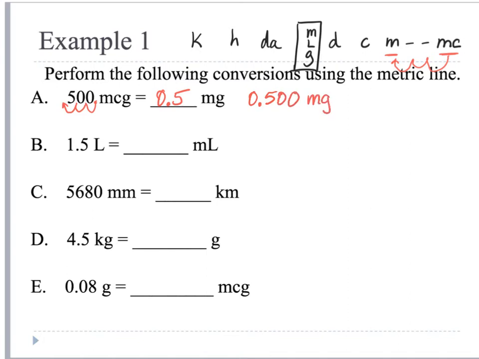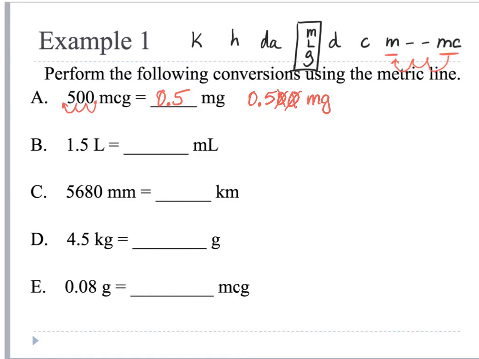Notice I did not write 0.500 milligrams. These 2 zeros on the end are called trailing zeros, and I don't need those in the problem. I'm actually not going to put them in the problem because I don't want to misread them in any way. They don't add any value to the number, so I don't need them there at all.